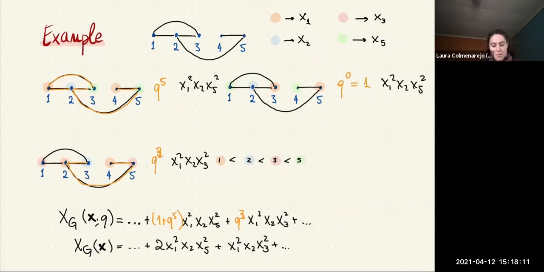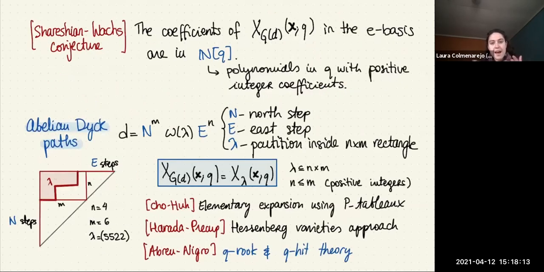So what Shareshian and Wachs's conjecture was, is that I have the analog of the conjecture from Stanley and Stembridge: that if I look at these chromatic symmetric functions in the case of the Dyck paths, and I expand them in the e basis, then the coefficients are gonna be polynomials in q with positive integer coefficients. So I have polynomials in this ring. And I want to talk a little bit about what has been done in this case.